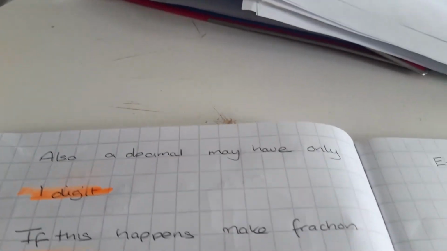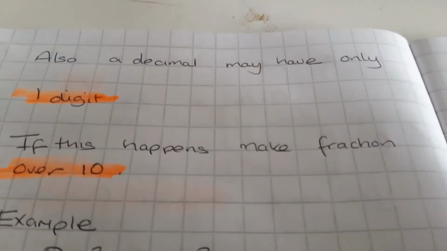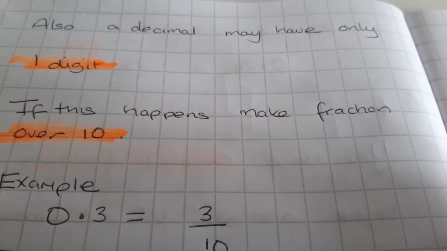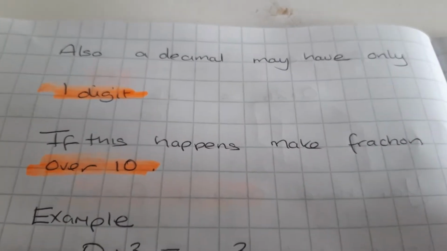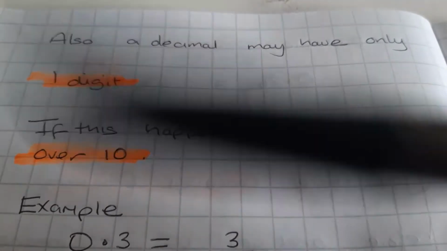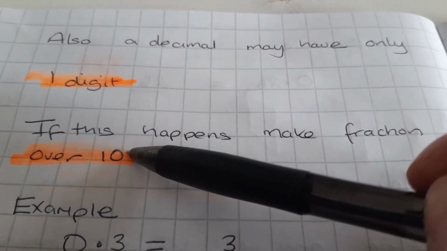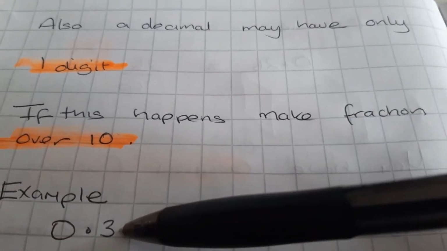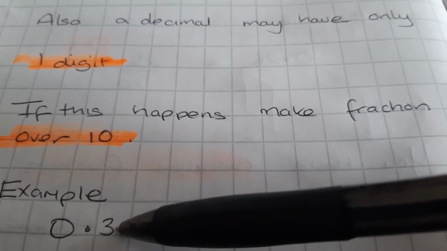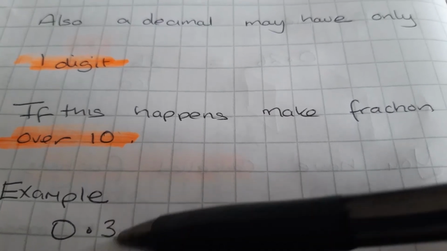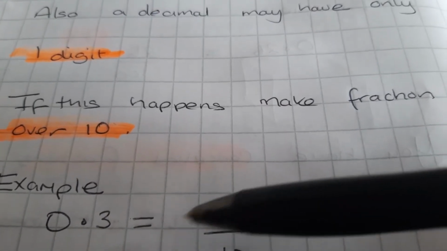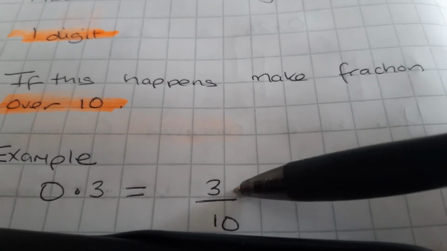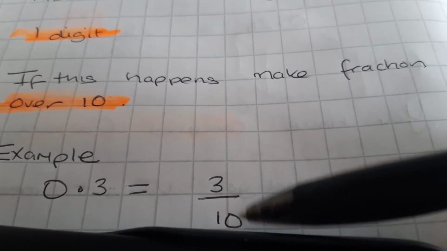So another thing that happens is sometimes a decimal may only have one digit after the point. If this happens, make the fraction over 10 instead of 100. An example of this is if you had a decimal like 0.3. It has only the one digit after the decimal point. So instead of writing 3 over 100, you write 3 over 10. And that's it done, doesn't cancel that one.